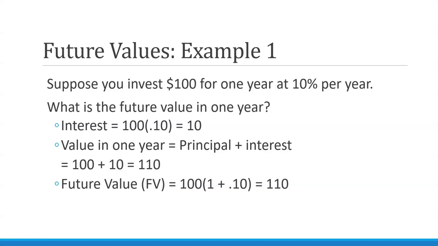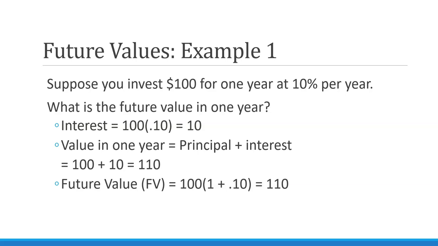So we have this example. Suppose we invest $100 for 1 year at 10% per year. What is the future value of that $100? Well, we have interest. We have one time period, just 1 year. So the interest is $10, 10% of $100. So the value in 1 year is principal plus interest, or 1 plus 10, $110.